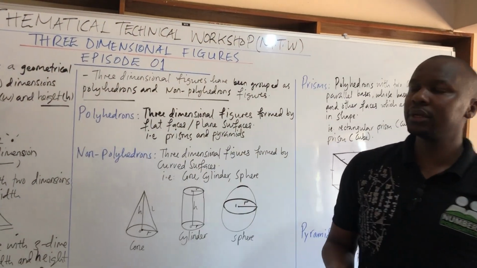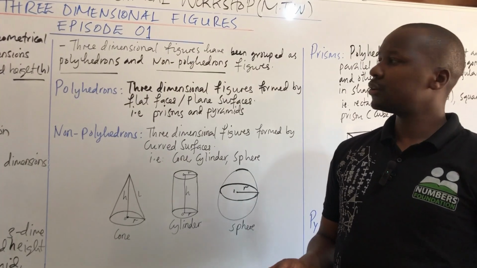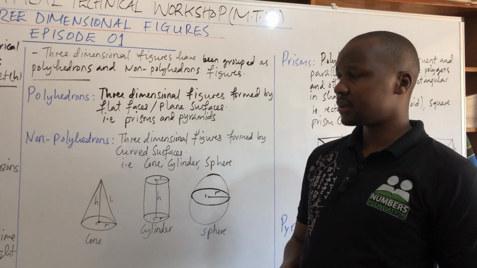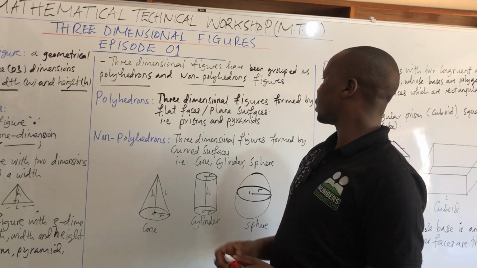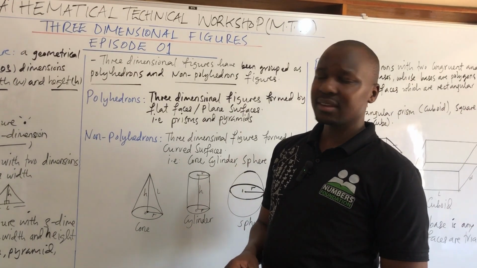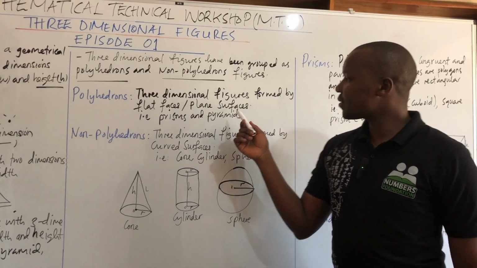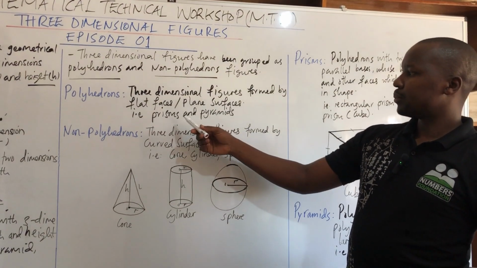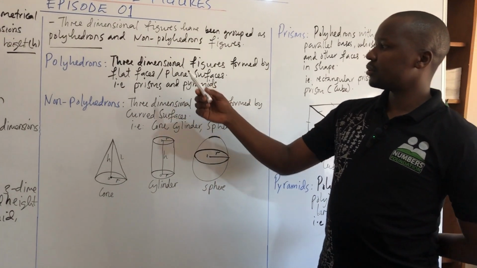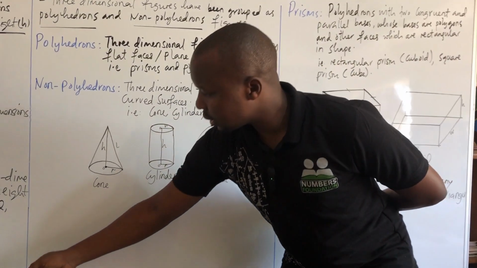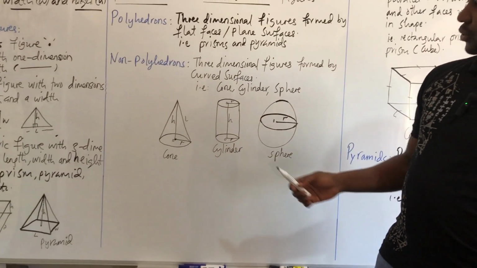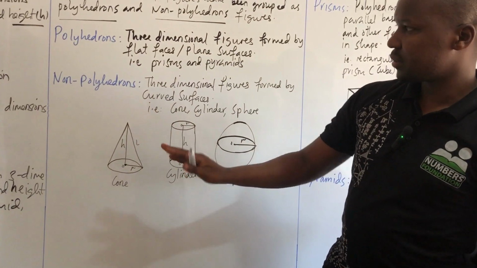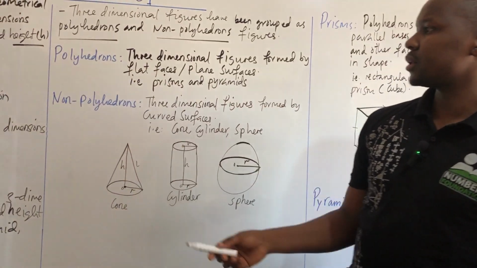Three-dimensional figures have been grouped as polyhedrons and non-polyhedron figures. When we say polyhedron figures, it is the solid figure or three-dimensional figure formed by flat faces or plane surfaces. For example, prisms and pyramids. These are polyhedron figures. When you observe them here, the pyramid and the cube, all the faces are flat. So they are not curved ones. That's why we call them polyhedrons.